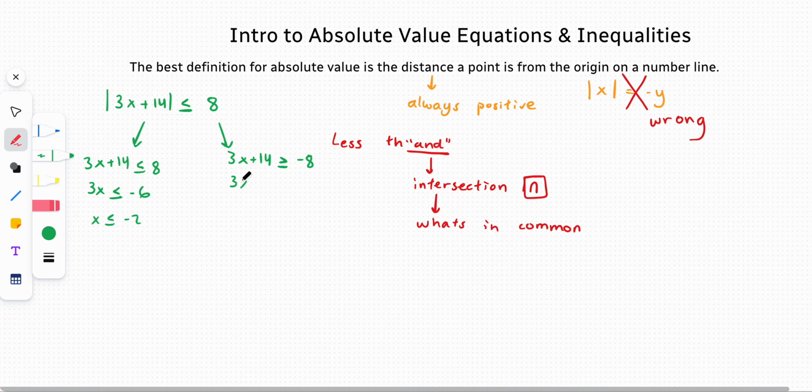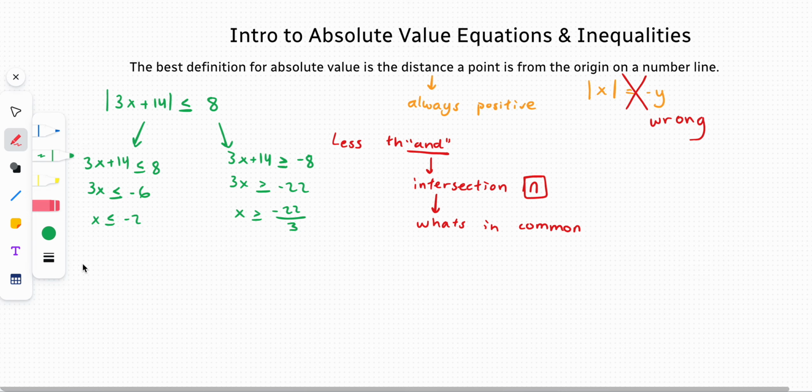So now to solve for our other range, we're going to subtract 14 from both sides. So we get 3x is greater than or equal to negative 22. And if we divide negative 22 by 3, we're going to get x is greater than or equal to negative 22 divided by 3. And this is an irrational number, so you can't simplify this further.